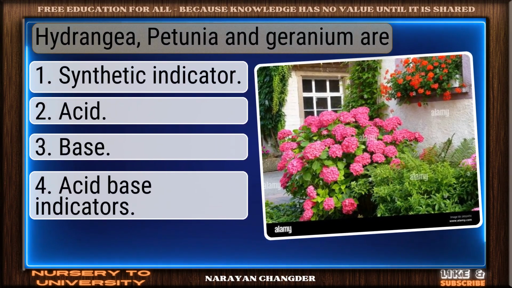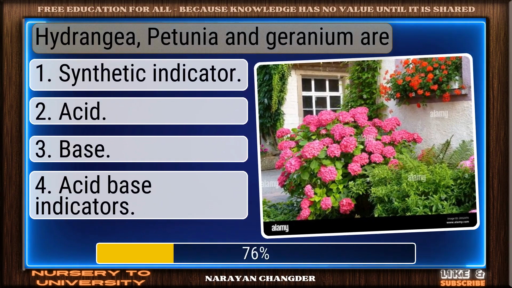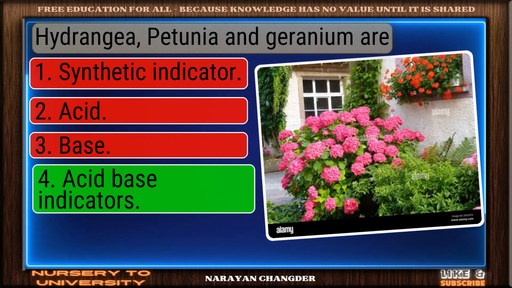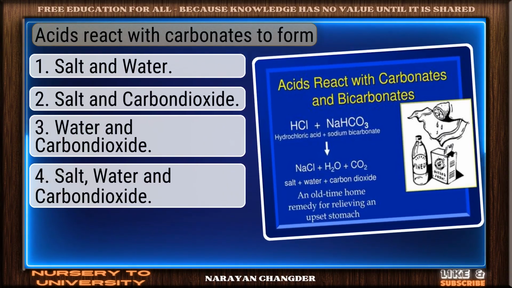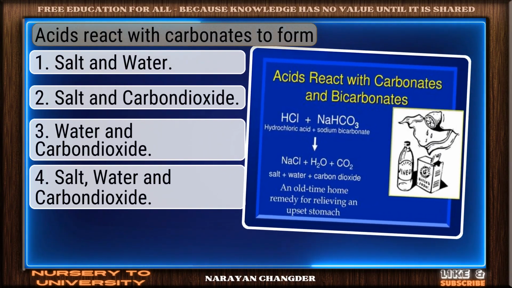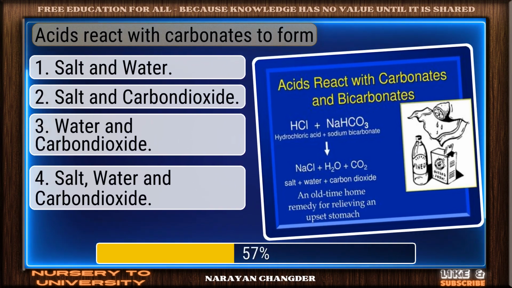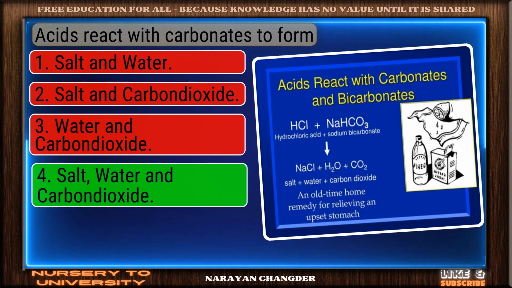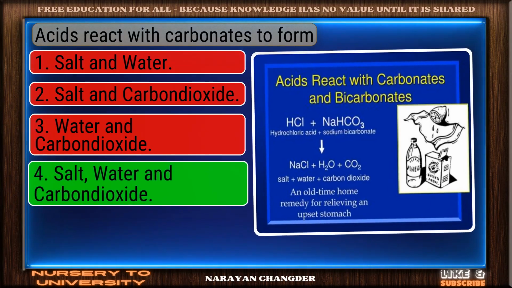Question number 68. Hydrangea, petunia and geranium are. Nicely done. Acid-base indicators is a solid answer. Question number 69. Acids react with carbonates to form. Right choice. Salt, water and carbon dioxide is the best answer.